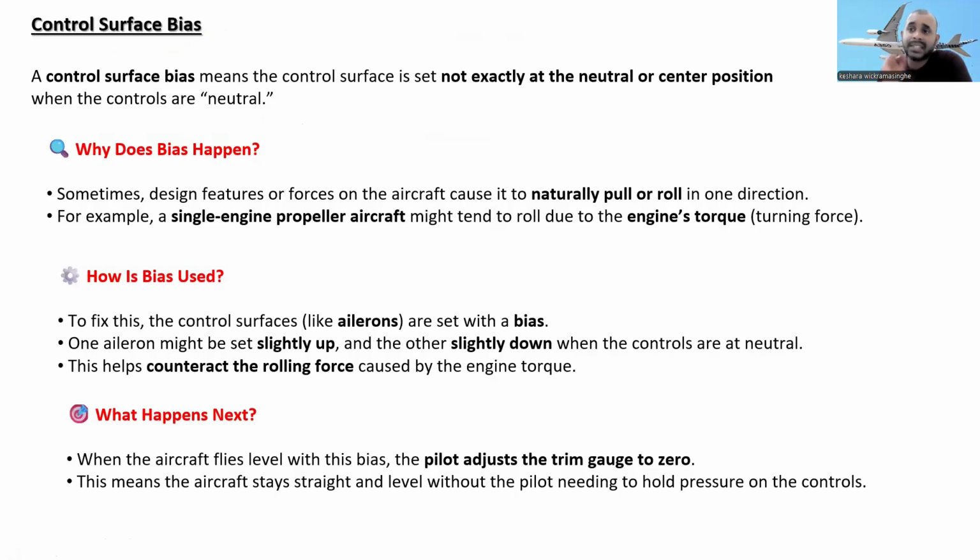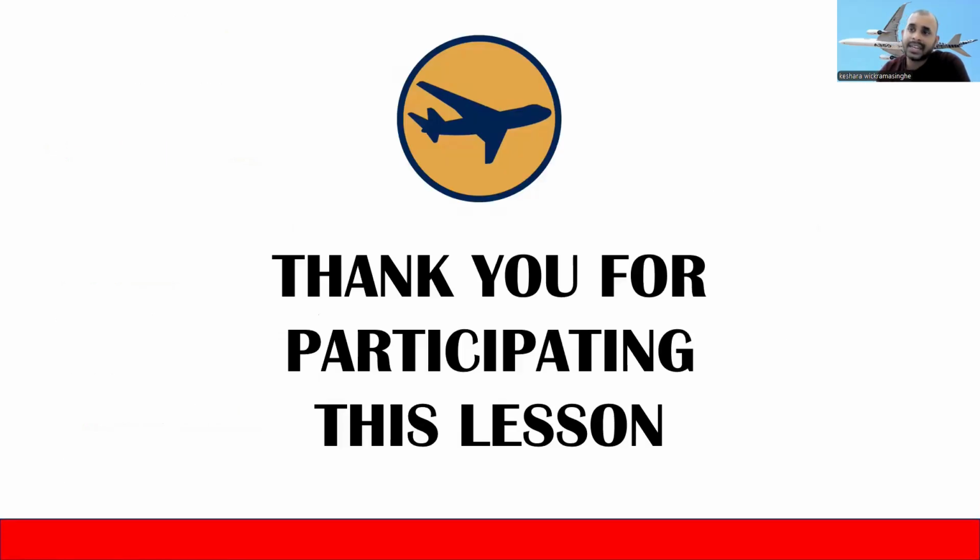So how is bias used? To fix this, control surfaces like ailerons are set with a bias. One aileron might be slightly up and the other slightly down when the controls are at neutral. This helps counteract the rolling force caused by the engine torque. When the aircraft flies level with the bias, the pilot adjusts the trim gauge to 0. This means the aircraft stays straight and level without the pilot needing to hold pressure on the control. That is the end of part number 3 of lesson number 1.